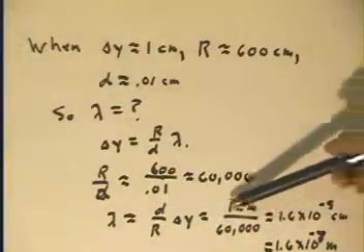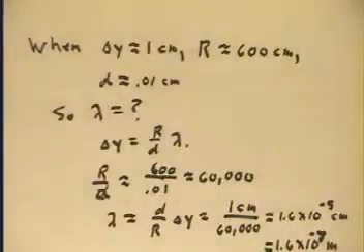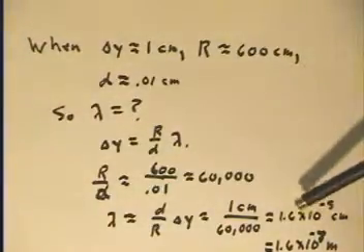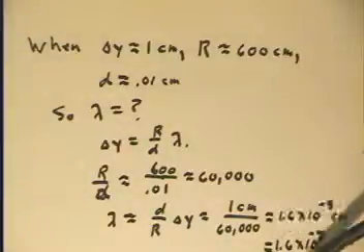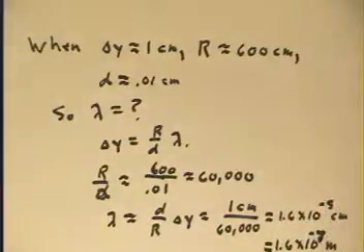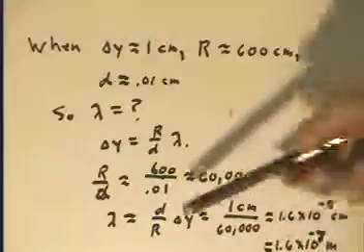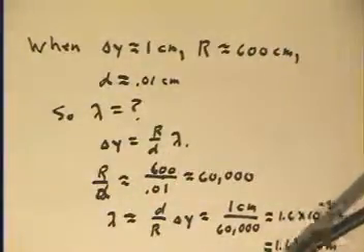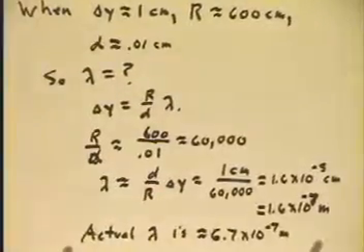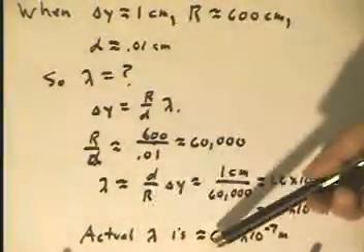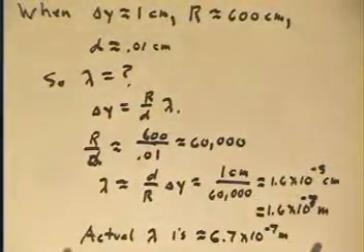Now if our delta y was 1 centimeter, and again we kind of estimated that, we didn't measure it real accurately, we get about 1.6 times 10 to the minus 5th centimeters, or 1.6 times 10 to the negative 7th meters. And that would be the wavelength of the light. That would be our estimate of the wavelength. Now that's not a bad estimate, but it's off by a factor of about 4, because the actual lambda is about 6.7 times 10 to the negative 7th meters.